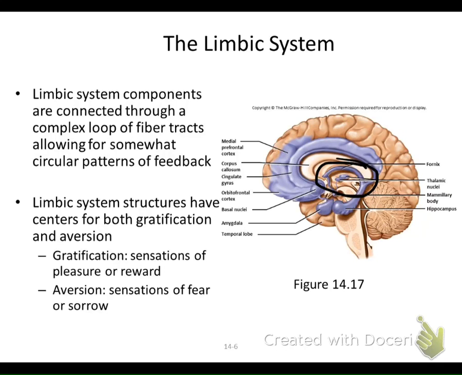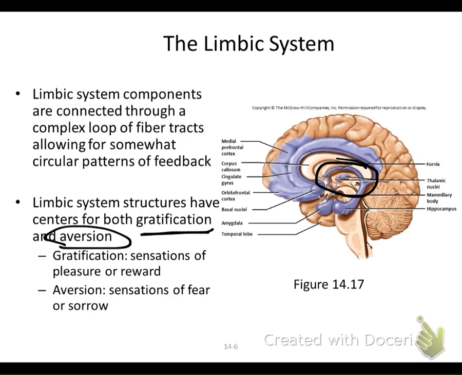We're not up in the cortex where we're dealing with our voluntary choices. And there's a lot of information going right through the center of the brain. So your memory and your learning and your emotions are right in the middle of all of these axons traveling up and down. The limbic system is also the center for your gratification and your aversion.